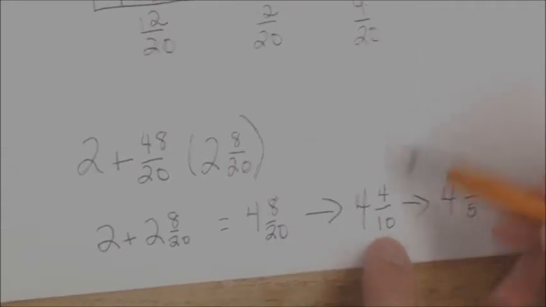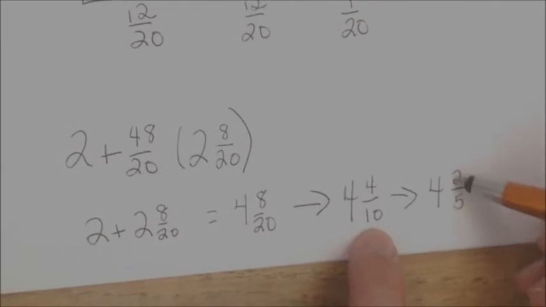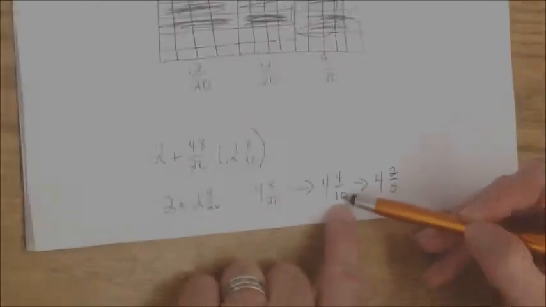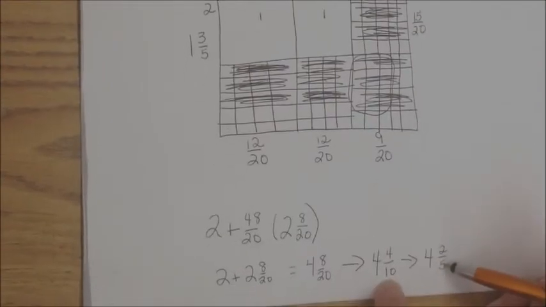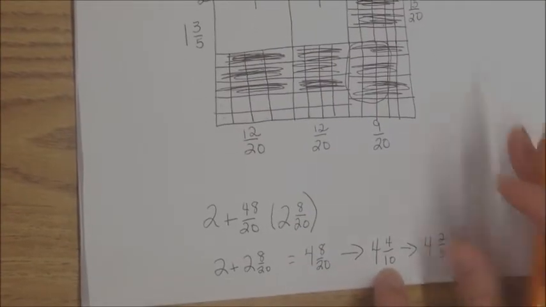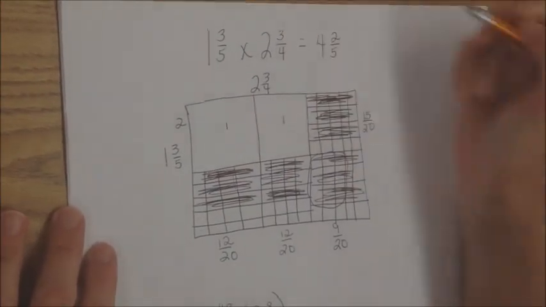And then I can see that 4 tenths can be simplified further to 2/5 by dividing 4 and 10 each by 2. So I now have 4 and 2/5. So the product of 1 3/5 and 2 3/4 is 4 and 2/5.